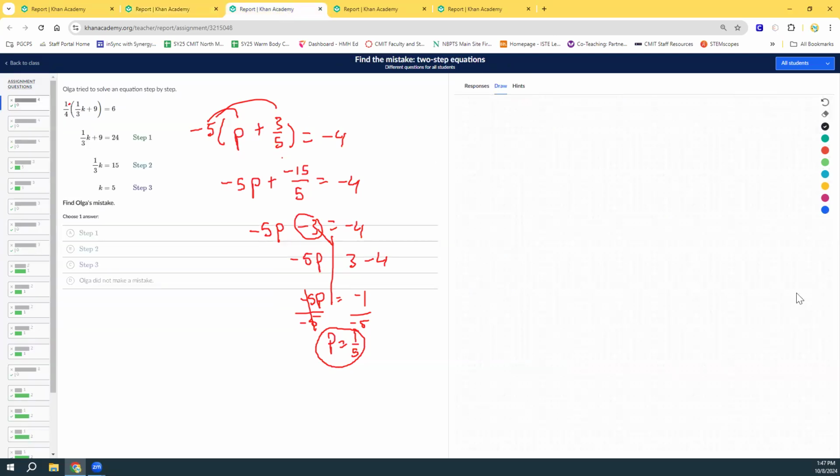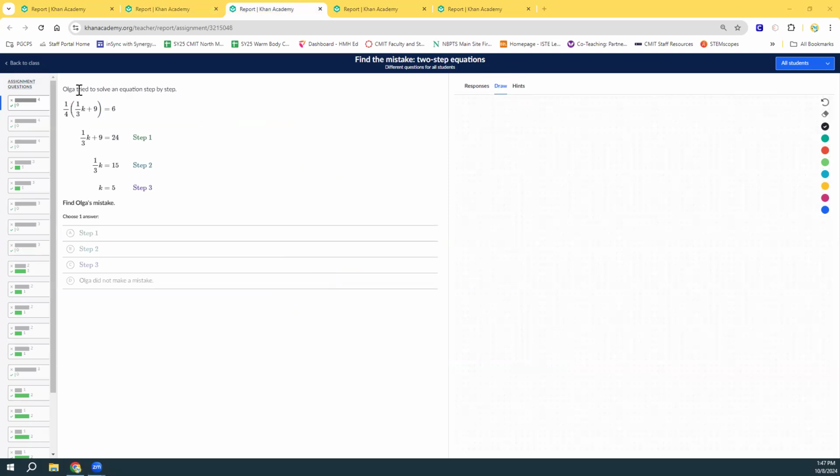Okay, so let's look here. Olga tried to solve an equation step by step. Of course, the distribute has happened first, and I already see that when she distributed, there's no parentheses. Oh, you know what? She didn't distribute. She took and multiplied by 4 because 4 times 1/4 canceled out. So that's good. That's another way to do it.